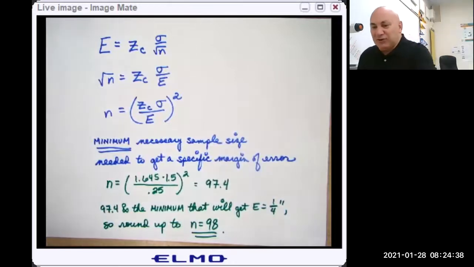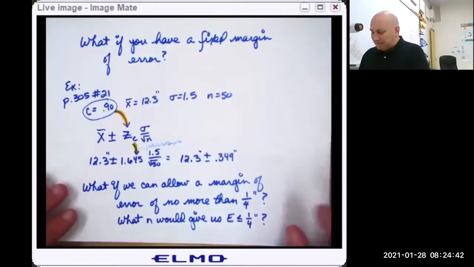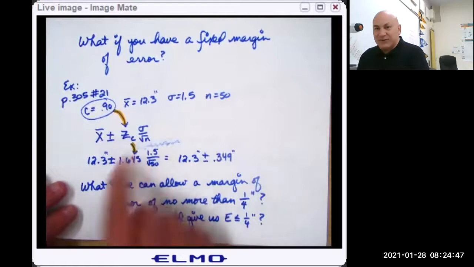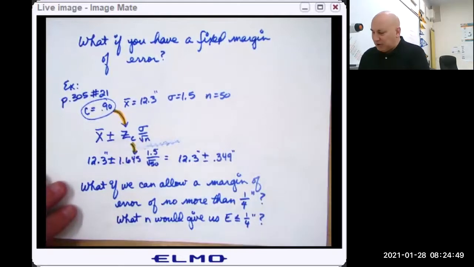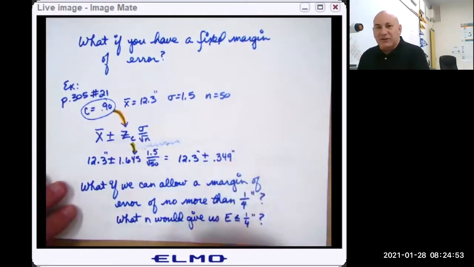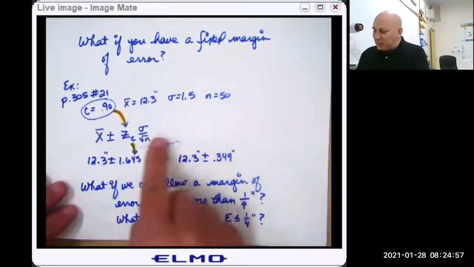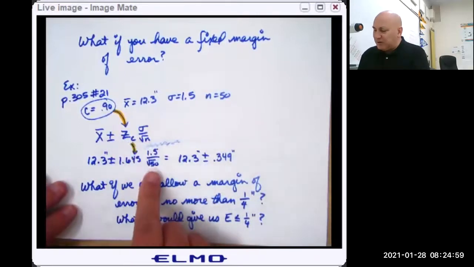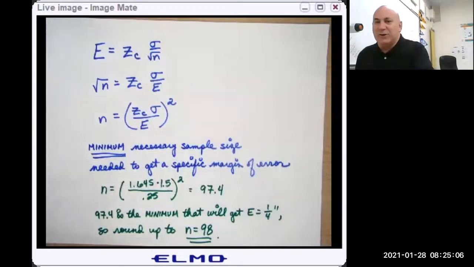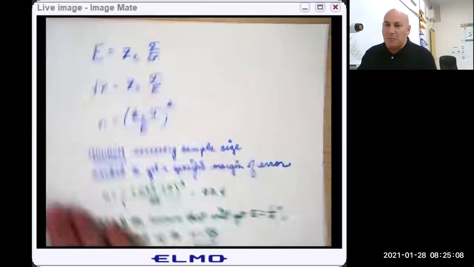What I would encourage you to do to check my work, go back here and calculate your margin of error with a sample size of 97. You'll see that it will not give you a margin of error of less than or equal to 1/4 of an inch. Then go back and redo the margin of error with a sample size of 98, and you'll see that it will satisfy the requirement of a 1/4 inch margin of error.